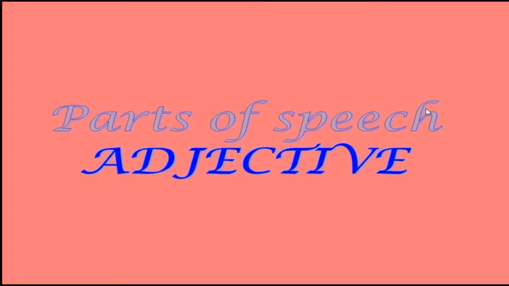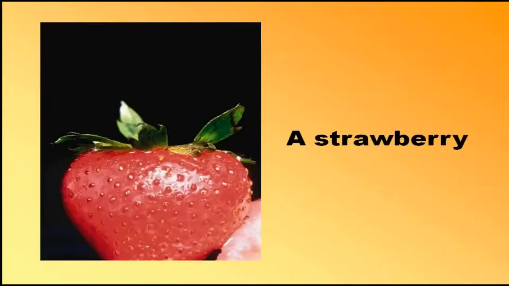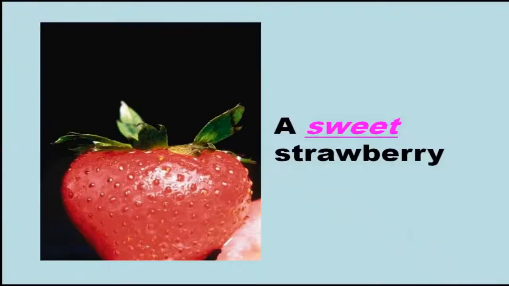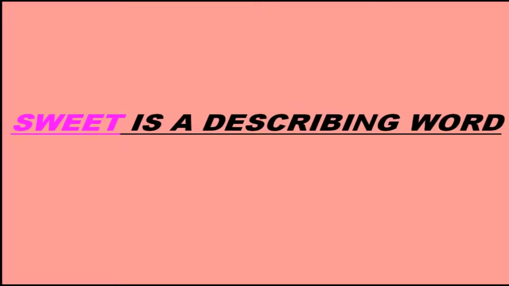Adjective is a describing word which tells more information about something, which describes. That is called an adjective. Let's see some examples. You see the picture and you think about how you can describe it. Like a strawberry. How can we describe? Like a sweet strawberry. So here, sweet is a describing word.